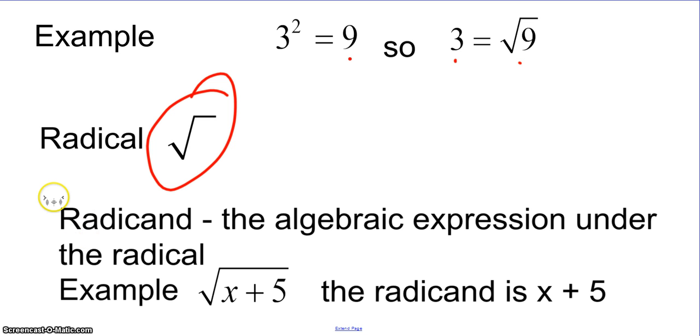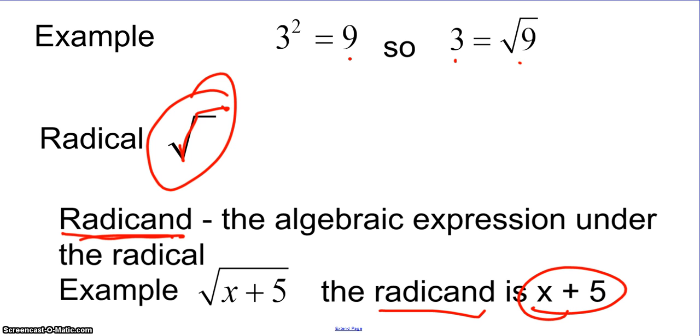The radicand: if the square root symbol is the radical, what's inside is called the radicand. For example, we have the square root of x plus 5. Here's the square root, or the radical. What's inside the radical is called the radicand. So x plus 5 is the radicand.